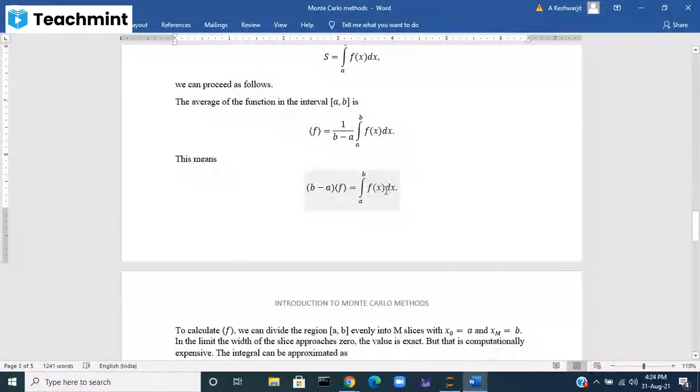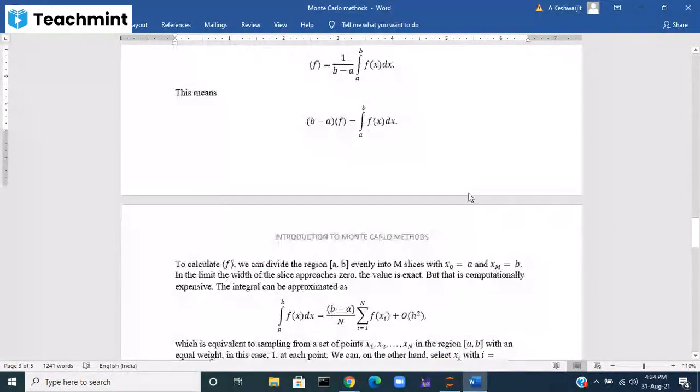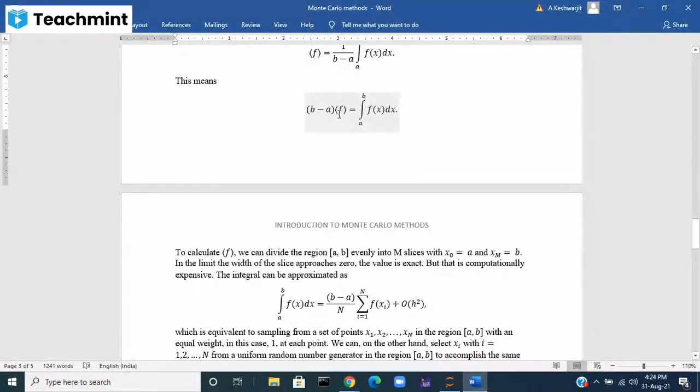So this integration is nothing but the length of the domain multiplied by the average value of the function in this domain a to b. Now, how do we calculate the average value of f in the domain? To calculate the average value of f, what do we do?